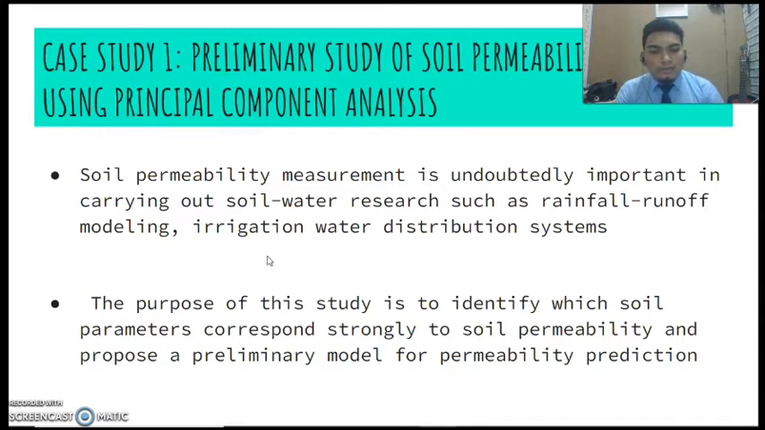The purpose of this study is to identify which soil parameters correspond strongly to soil permeability and propose a preliminary model for permeability prediction. Principal component analysis, which we call PCA, was applied to 16 parameters analyzed from 37 sites, consisting of 91 samples obtained from Batanghari watershed, Sumatra, Indonesia, where this case study was conducted.